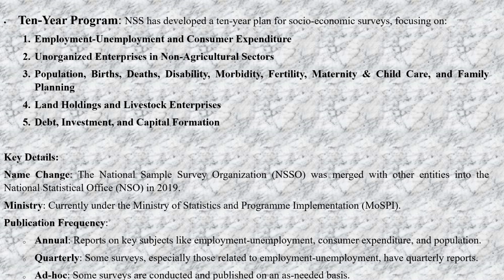Key details: name change. The National Sample Survey Organization, NSSO, was merged with other entities into the National Statistical Office, NSO, in 2019. Ministry, currently under the Ministry of Statistics and Program Implementation, MSPI. Publication frequency: annual. Reports on key subjects like employment, unemployment, consumer expenditure, and population. Quarterly. Some surveys, especially those related to employment, unemployment, have quarterly reports. Ad hoc. Some surveys are conducted and published on an as-needed basis.